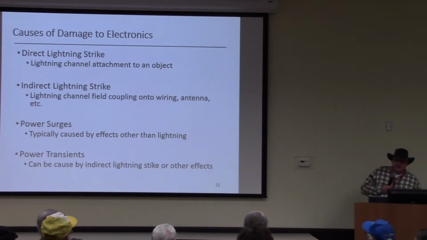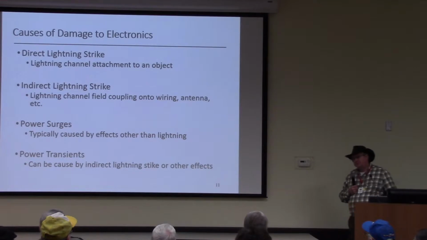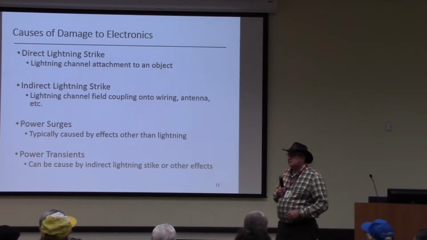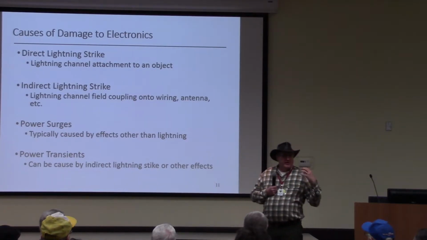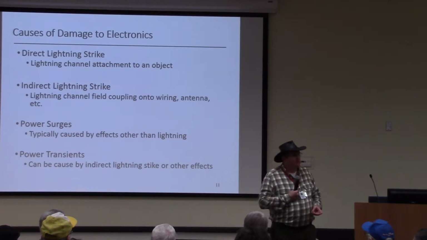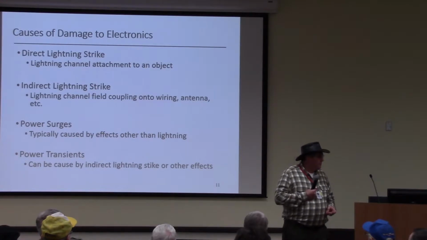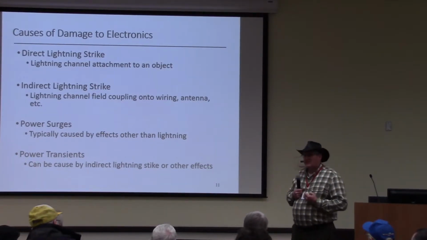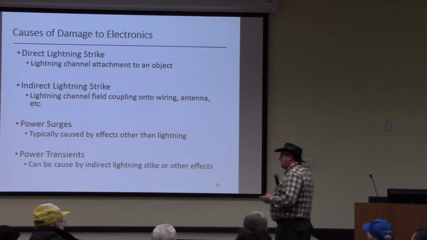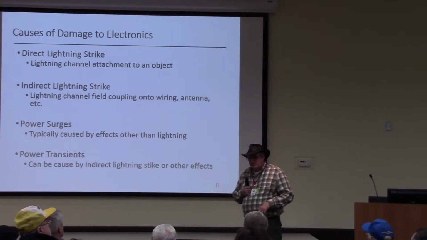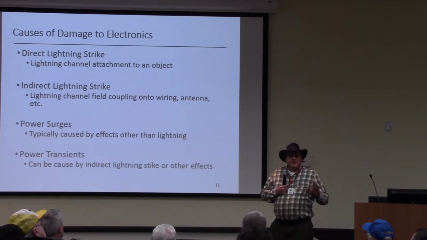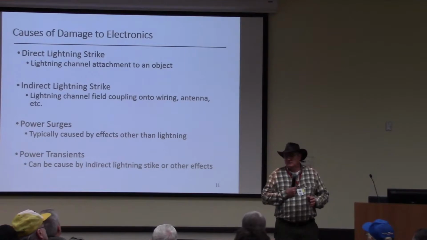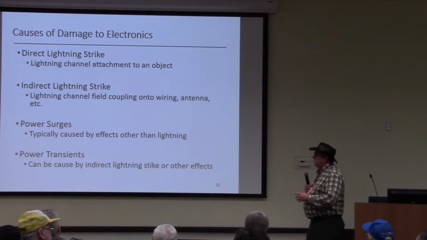The second, the indirect, is field coupling. Let's say lightning strikes the ground nearby. Anytime you have current flow, you create an electric field and a magnetic field. Anytime you have wires, cable harnesses, or loop areas nearby, which we'll get into a little bit, you're going to get energy coupling into that adjacent wiring, those adjacent circuits. That's called indirect.